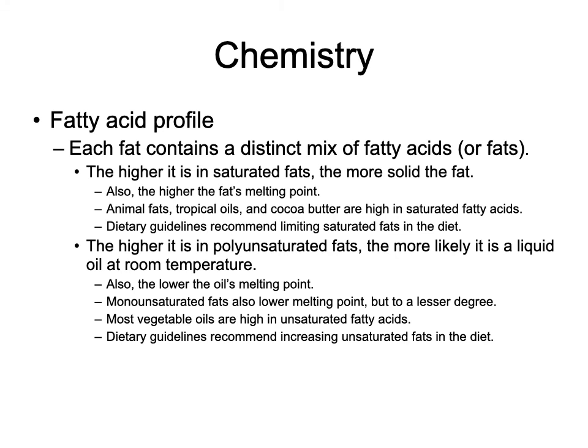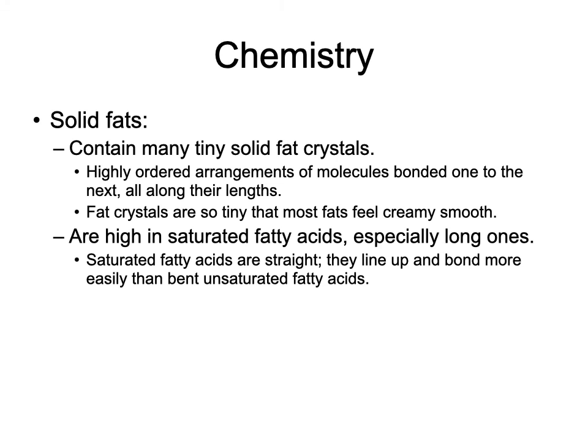The higher a fat is in polyunsaturated fats, the more likely it is a liquid at room temperature. So a lot of oils that we consume, things like corn oil, soybean oil, and so forth, have some monounsaturated fat in them, but they also have some level of polyunsaturated fat. And the more polyunsaturated fats there are, the more likely it is to be a liquid fat or a liquid oil. Most vegetable oils are high in unsaturated fats, and there are certain oils that are considered to be more healthy than others. Now, solid fats contain many tiny crystals of fat.